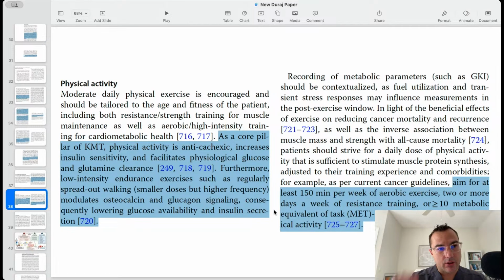Physical activity. So we've talked about physical activity on a different video, but as a core pillar of ketogenic metabolic therapy, physical activity is anti-cachexic, increases insulin sensitivity, and facilitates physiologic glucose and glutamine clearance. Basically, it steals glucose and glutamine away from tumor cells, out of the blood. Furthermore, low intensity endurance exercise such as regularly spread out walking, smaller doses but higher frequency, modulates osteocalcin and glucagon signaling, consequently lowering glucose availability and insulin secretion.